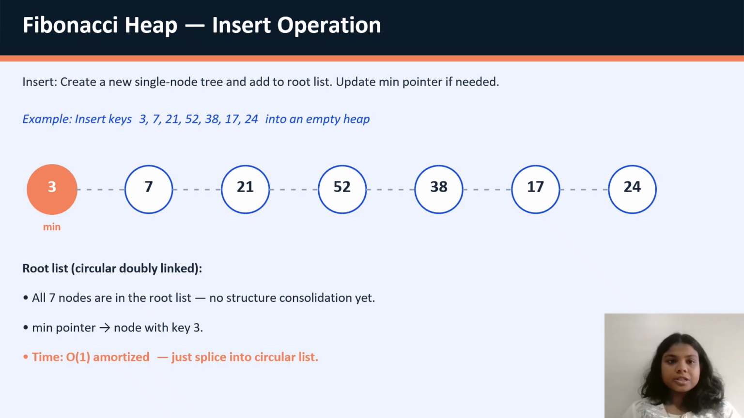So the first operation is the Fibonacci heap insert operation, where a new node is created and directly added to the root list of the heap. For example, when we insert elements like 3, 7, 21, 52, 38, 17 and 24, each node is simply attached to the root list. No rearrangement or consolidation happens during insertion. The minimum pointer is updated whenever a smaller element is inserted. Here the minimum becomes 3, so the insertion is very fast and takes O(1) amortized time.